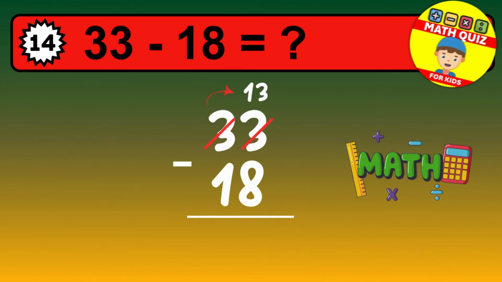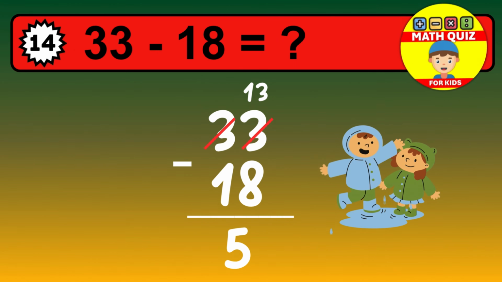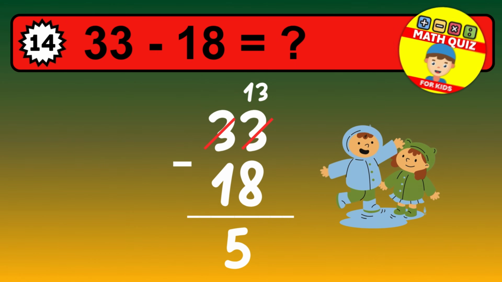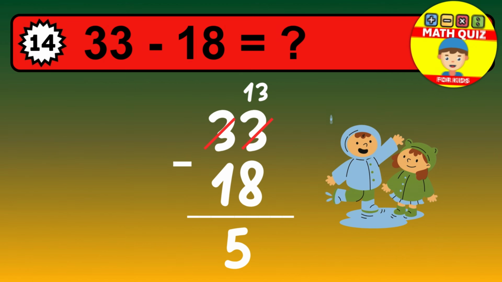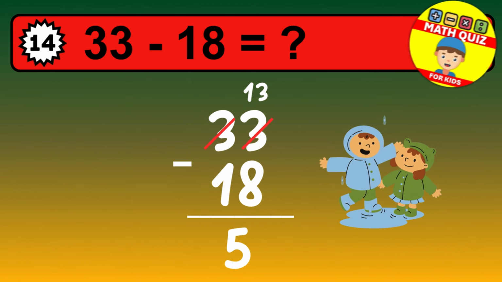Now we subtract. 13 minus 8 is 5. Then we go to the tens. 2 minus 1 is 1. The final answer is 15.